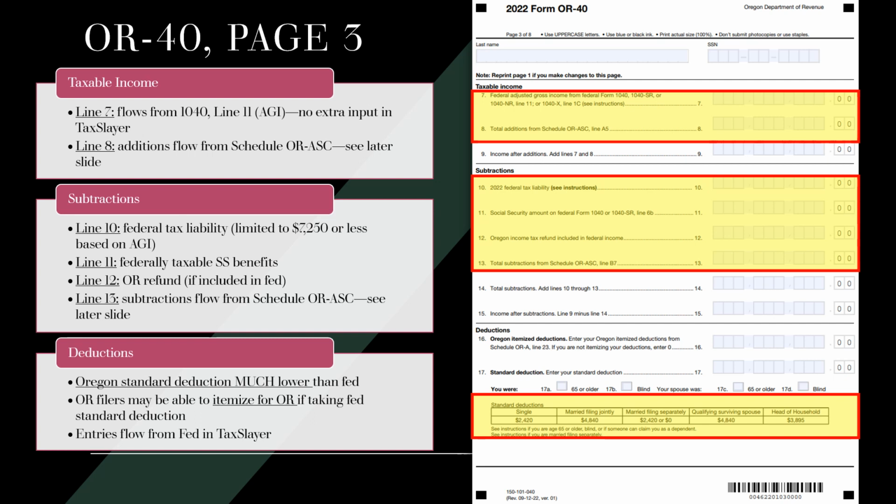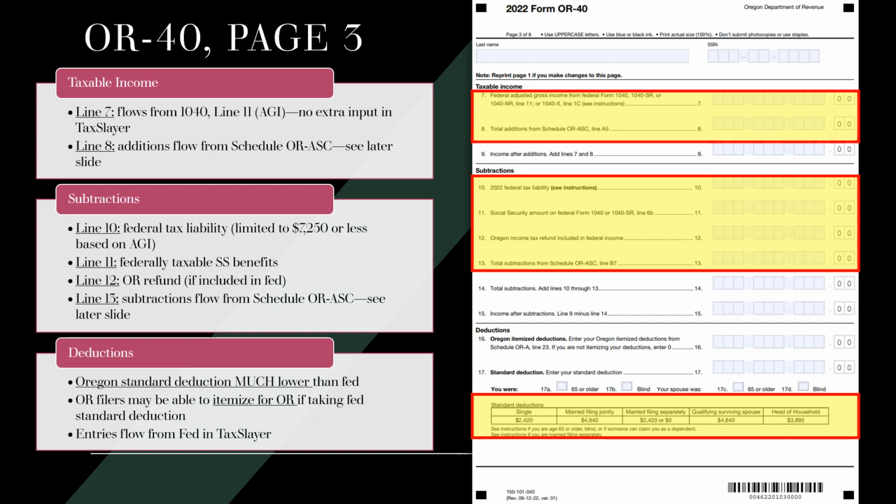Line 12 is for any amount of Oregon tax refund that was included in federal income, and this might be applicable in cases where taxpayers itemized deductions on their federal return in the previous year. Line 13 is for subtractions that flow from that Schedule OR-ASC again. And after that, we move on to deductions.